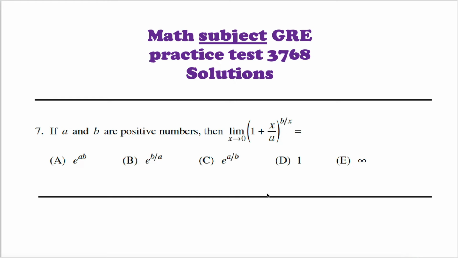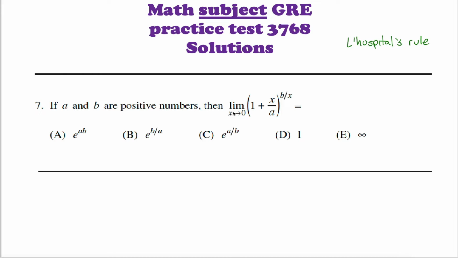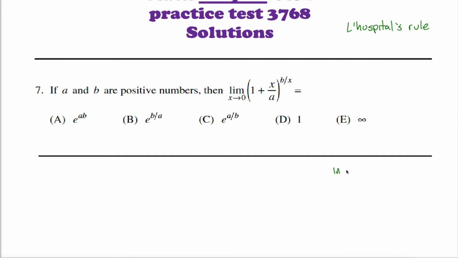Question 7, we got a L'Hopital's rule question. How do I know it's a L'Hopital's rule question? Because I'm asked to evaluate the limit of an indeterminate form. What is an indeterminate form? Well, the shorthand for the two most common indeterminate forms are 0 over 0 and infinity over infinity.